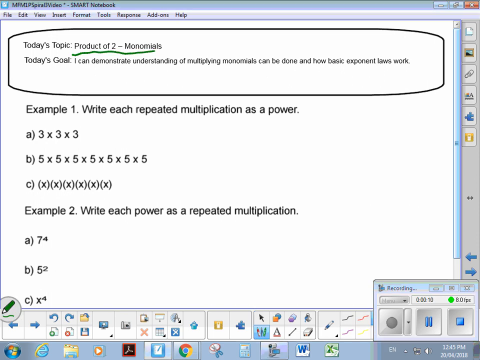So what do I want you to be able to do? I want you to demonstrate understanding of multiplying monomials and how our basic exponent laws work. So this should be review from grade 8, but we will go over it anyway.